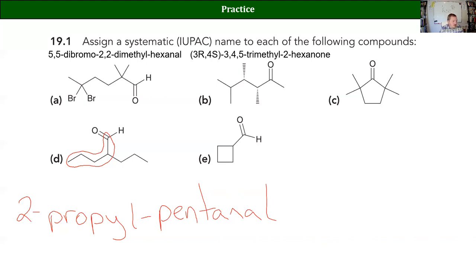And luckily, we don't have to establish R versus S because that middle carbon is supposed to be pointing at the carbon, not the bond, has 2 propyl groups attached to it. So it has 2 identical substituents. So we don't need to worry about R versus S.